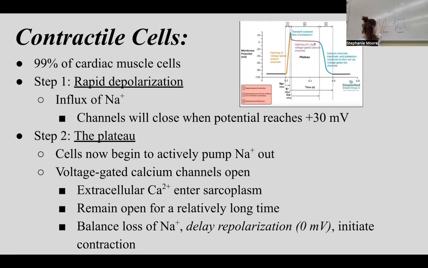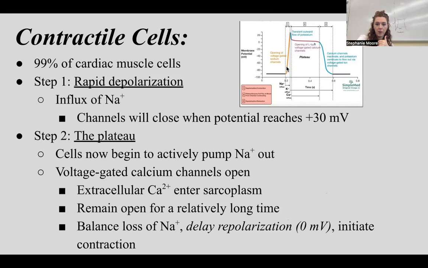So in the skeletal muscle, we have rapid depolarization and rapid repolarization. We don't want that in a cardiac muscle cell. We have a delay, so it stays the same. We have no change in voltage. It stays around 0 millivolts. And this is where the initiation of the contraction happens.